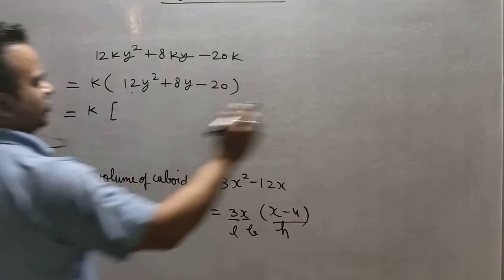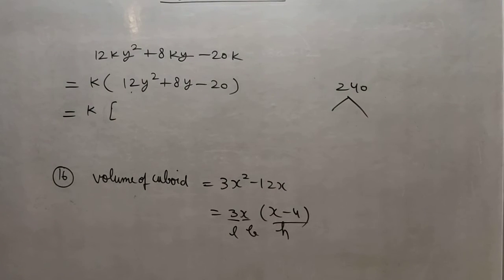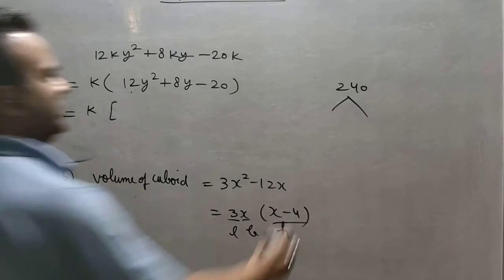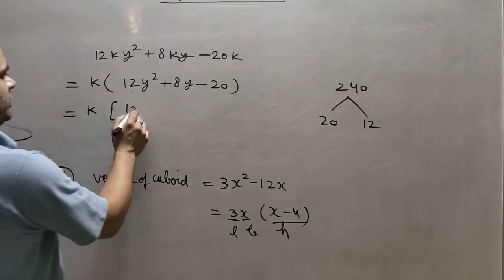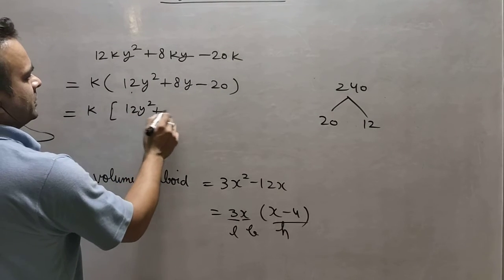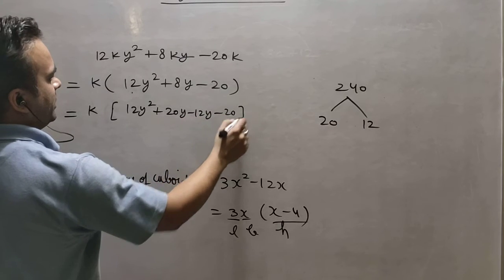Okay, we can do factors only. 240. Okay, factor of 240, so that we can get 8. What will it be? 20 and 12, right? So it will be 20y square, 12y square, 20y minus 12y minus 20.